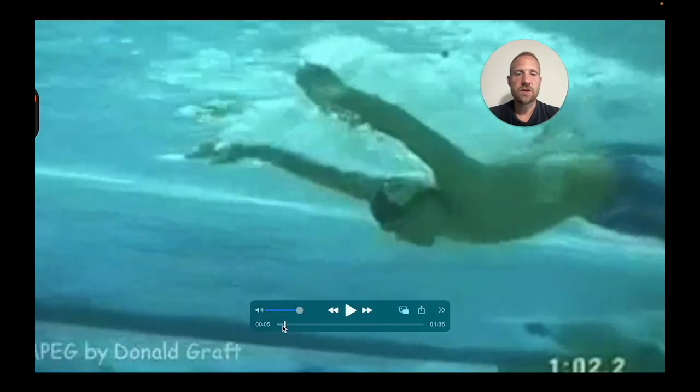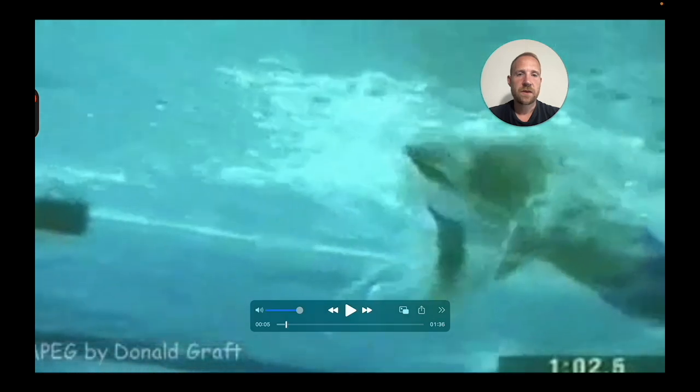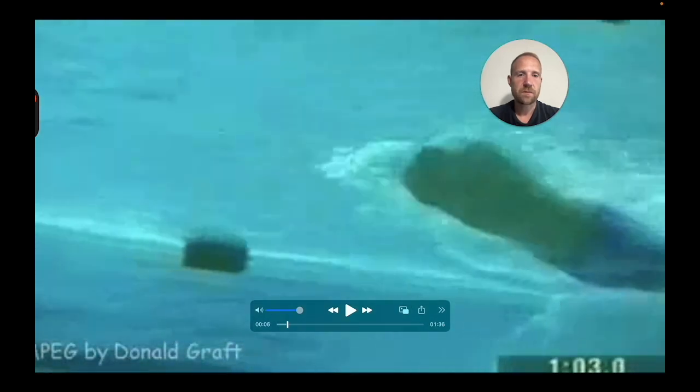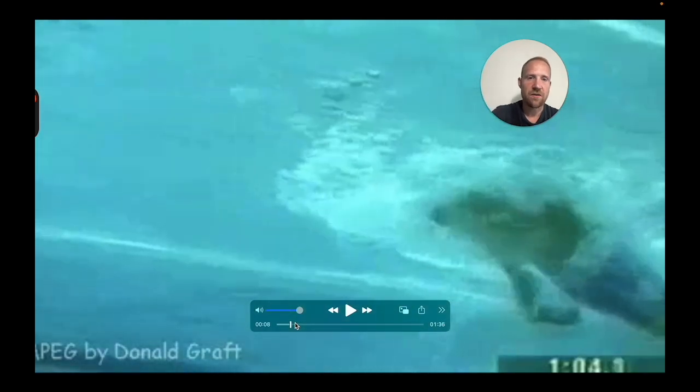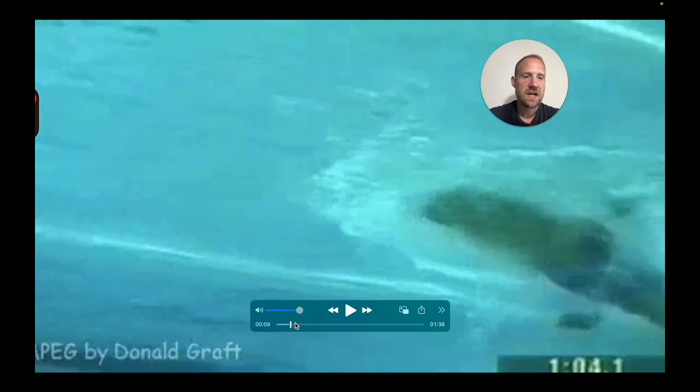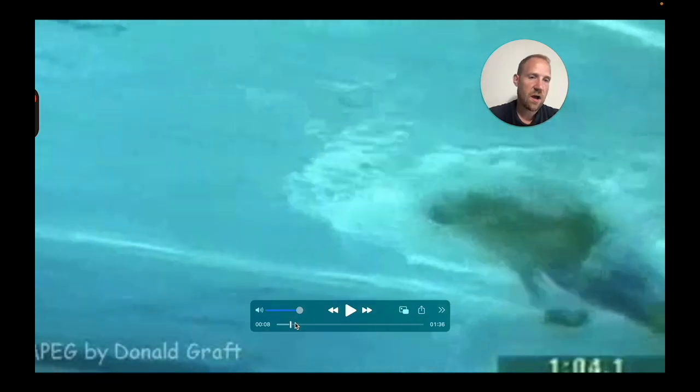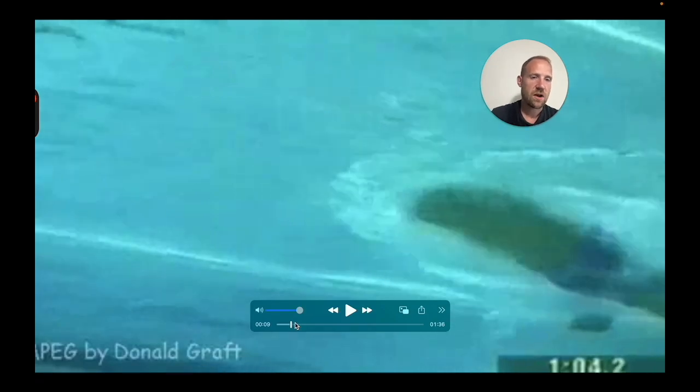This is a 200 type stroke here, and you'll see the same thing. The athlete does a really good job of staying low when they breathe. You can kind of tell that the shoulders are just breaching the surface. The hips stay up at the surface pretty well, and this is probably the least best position, and it's still pretty horizontal in the water.